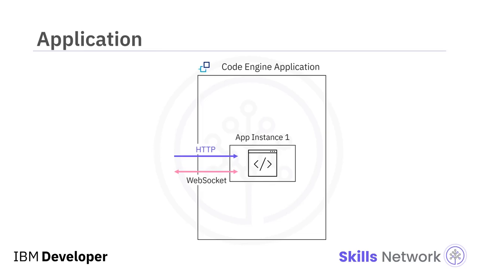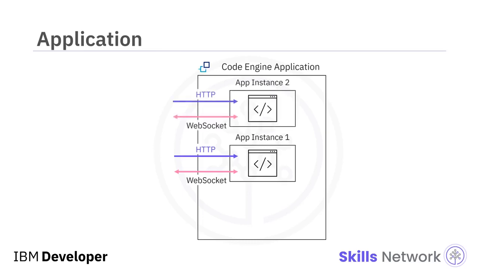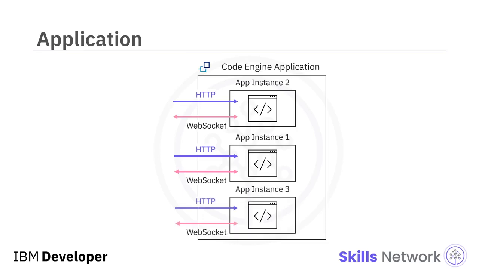Now, a WebSocket is a communication protocol based on Transmission Control Protocol, or TCP. It is mostly used for long-running and session-based communication between clients and servers, such as a chat application. Code Engine scales your application by creating or destroying application running instances. The number of running instances of an app is automatically scaled up or down to 0 based on incoming workloads and your configuration settings.